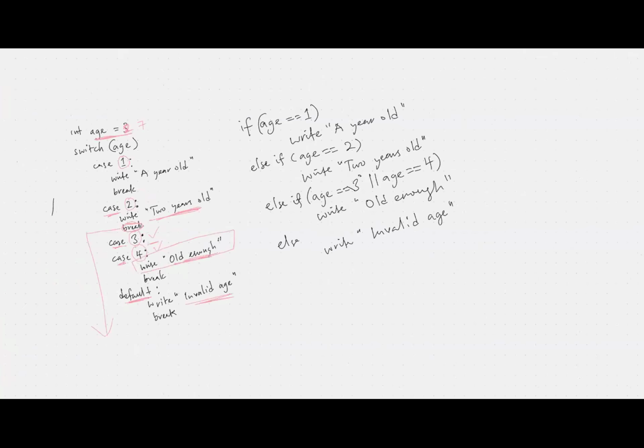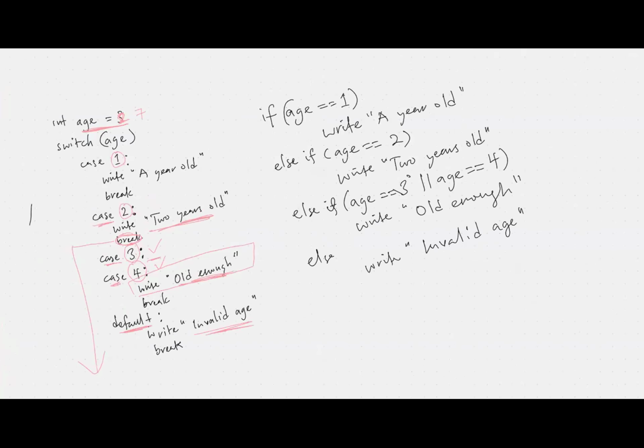So looking at them side by side, you see that case 1 is just like checking if age is equal 1. Okay. Then case 2 is just like checking if age is equal to 2. Okay. Then if you have case 3 colon case 4 like this, it is equal to checking whether age is equal 3 or age is equal 4. Okay. So when you write something like this, case 3 colon, you write nothing, and then in between them you write case 4 colon before you write the statement.